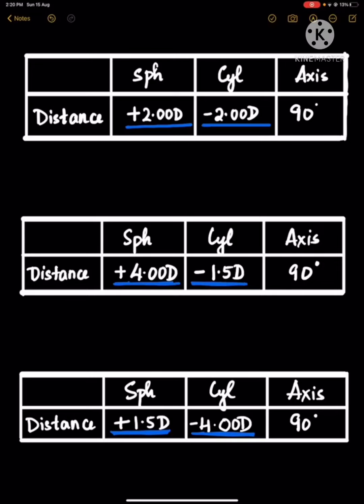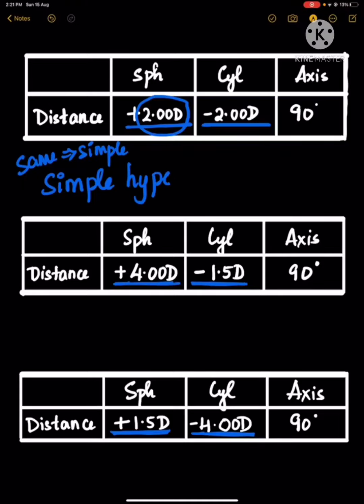Okay. When the sphere is equal to the cylinder, that is same, means simple. So simple. Now myopic or hyperopic, always look at the sphere. When the signs are different, you look at the sphere. You see if the sphere is same as the cylinder. You see what is the sign of the sphere. It is plus. So this is actually a hyperopic astigmatism.